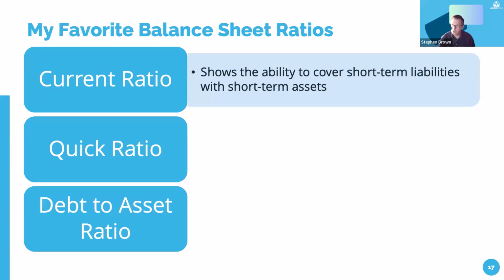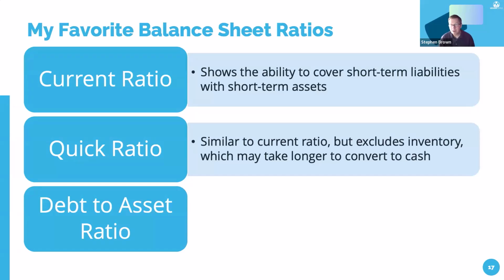The current ratio shows the ability to cover short-term liabilities with short-term assets. So if I had to pay all of my bills and credit cards, do I have enough cash to do that? The one I like even better though is the quick ratio, because the quick ratio will exclude inventory in this calculation. And I like this because, no offense to all of y'all and myself, our inventory is hard. I can't pay bills with inventory. So I like to look at the quick ratio, and that's a little bit more of a brutal measurement.